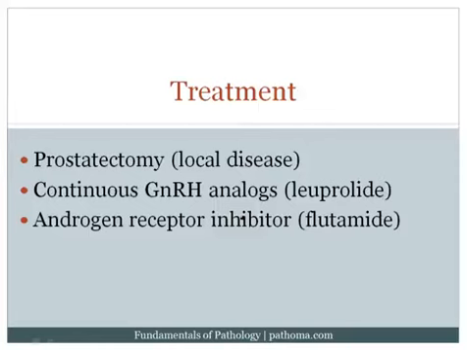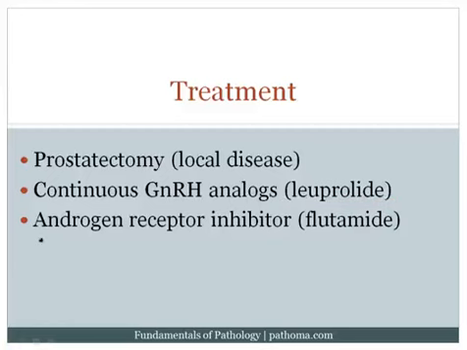With local disease, prostate cancer is treated with prostatectomy, so that is removal of the prostate. If there is advanced disease, continuous GnRH analogs, such as leuprolide, can be used. Now, the idea here is that the GnRH analogs, when continuous, shut down the hypothalamus, which then reduces luteinizing hormone and FSH, which would then in turn decrease the ability of the prostate cancer to thrive because, of course, prostate cancer is androgen dependent.